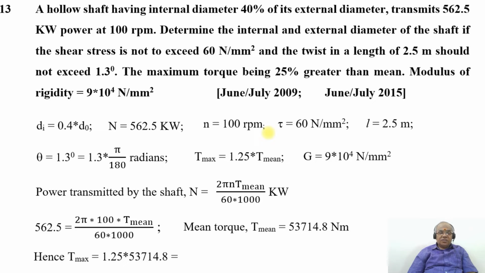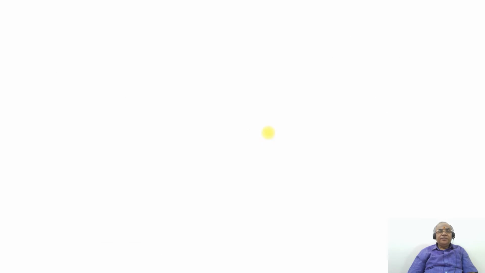Now convert that into T max, which is 1.25 times T mean. On substitution, 1.25 into 5371.48 gives 6714.35 Newton meter. Converting that into mm, it equals 6714.35 into 10 to the power of 3 Newton mm.